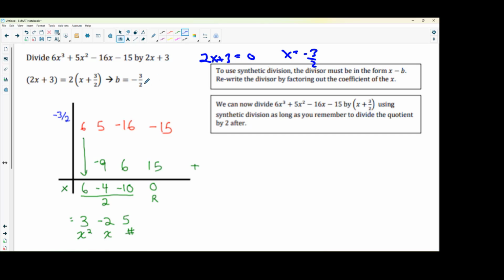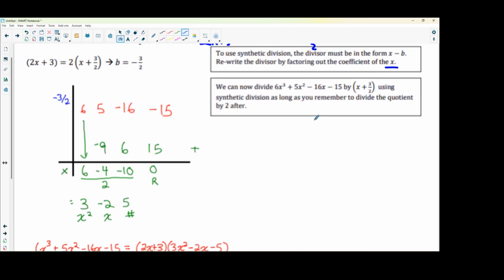Perfect. So we know our b value. B value goes here. Our coefficients are 6, 5, -16, and -15. 6 goes down. Now what though? How do we do this? Okay, let's see. To use synthetic division, the divisor must be in the form x minus b. Rewrite the divisor by factoring out the coefficient of the x. We can now divide this by x plus 3/2 using synthetic division, as long as you remember to divide the quotient by 2 after.